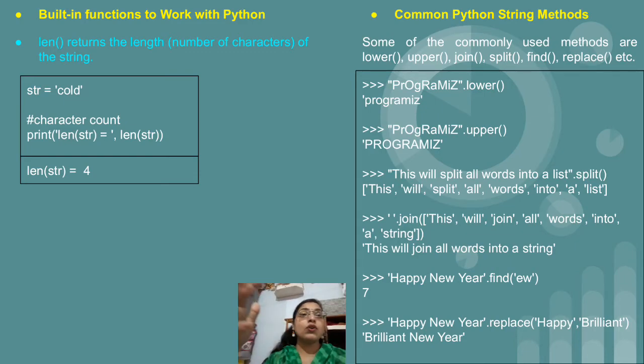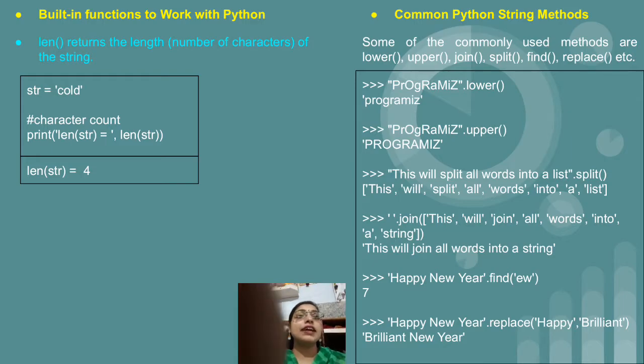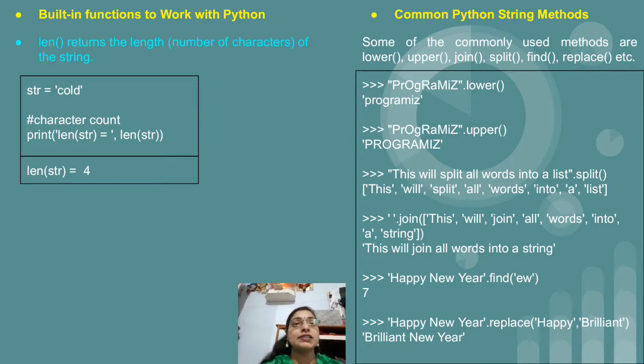Okay, so basically the split function will give you the result in the form of a list. All the words which are present in the sentence will be displayed as separate words. The comma separated list we will get as the output of the split function. After that, the next example is join.